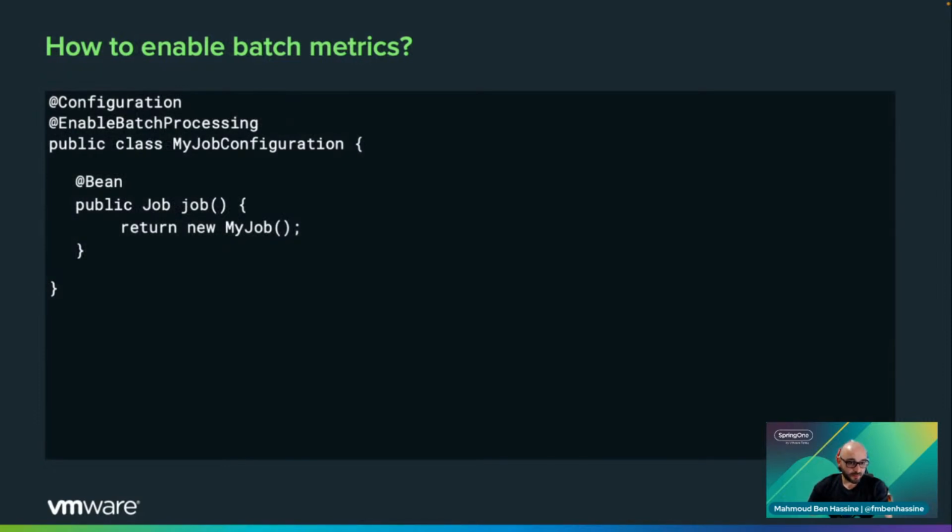So how to enable batch metrics? Metrics are not enabled by default. We don't want to introduce any overhead without your agreement. So how to enable them?